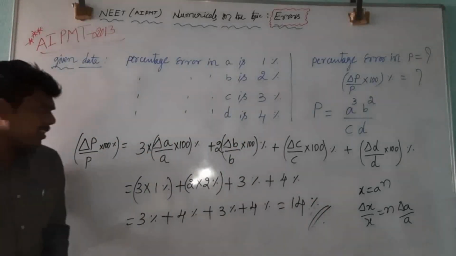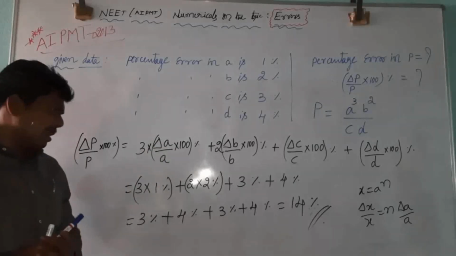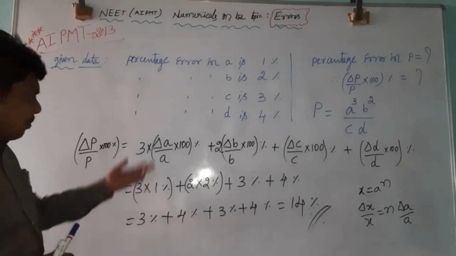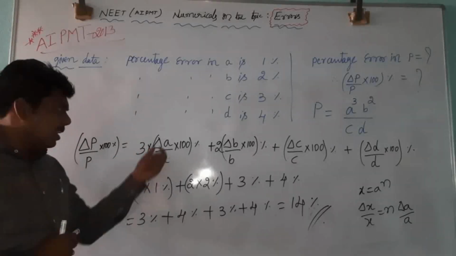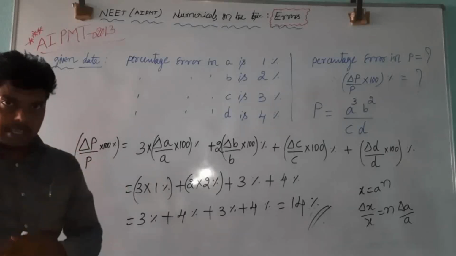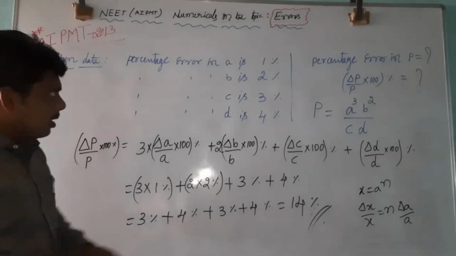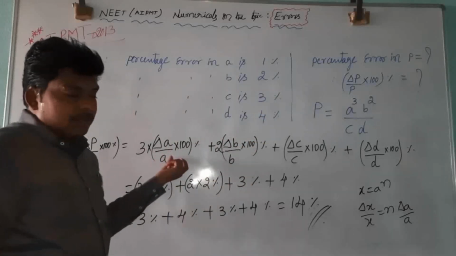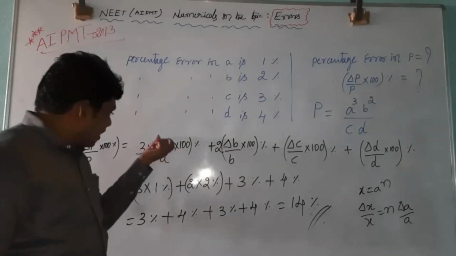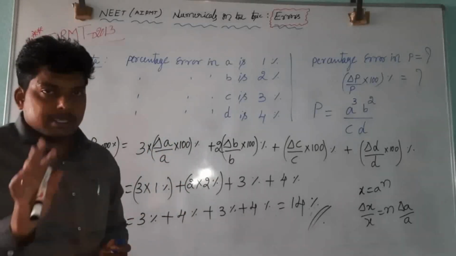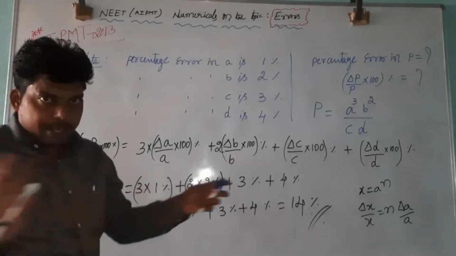You may think that in the previous one we just took delta A by A, delta B by B, plus delta C by C. Here why have we taken delta A by A into 100%? You may take that one, no need to take that one. Here, in the question itself they have given a percentage error. Here also we have to express in terms of the percentage error. Even if you take delta A by A, there is no problem. But why? Because we will express in terms of the percentage only, so that there is no confusion.